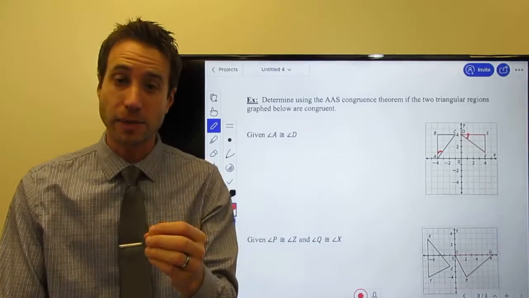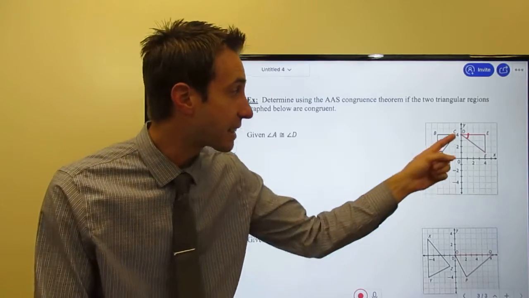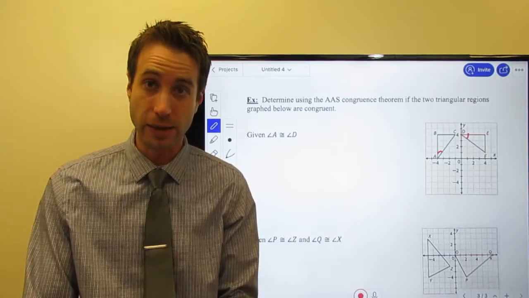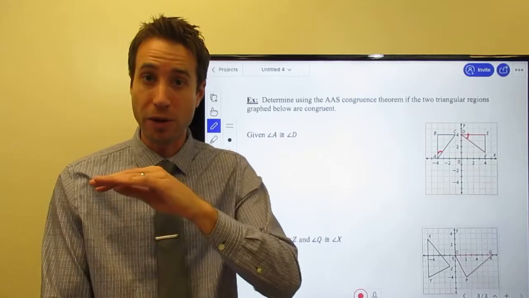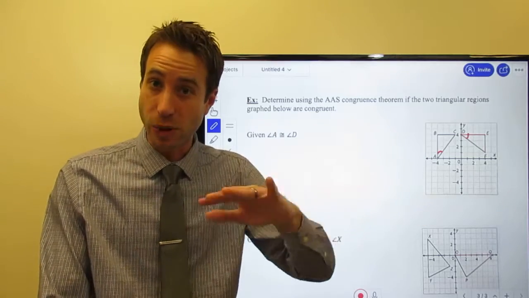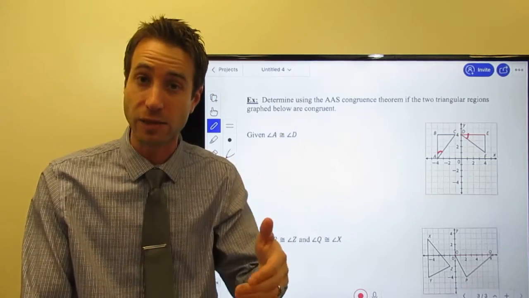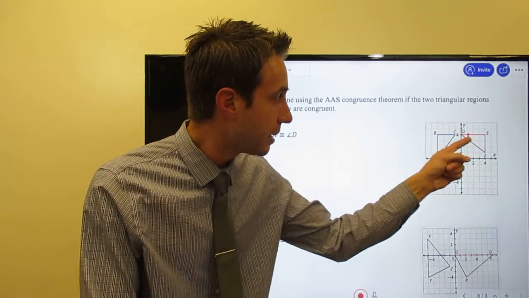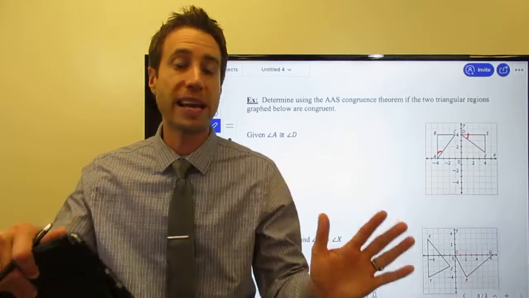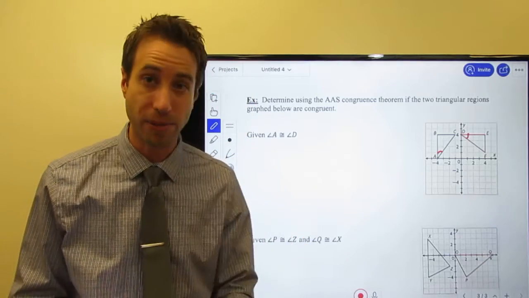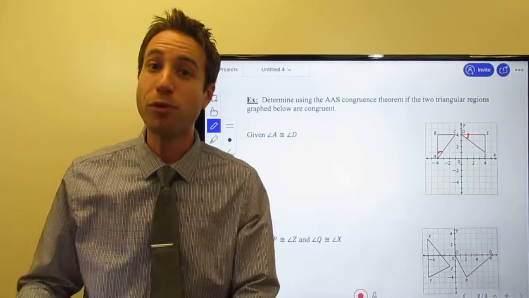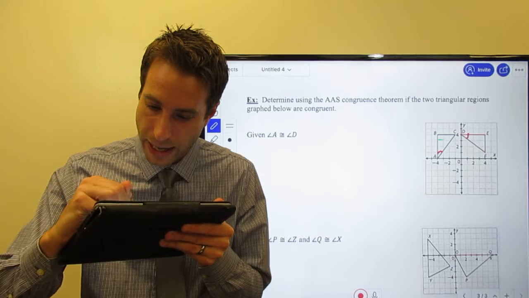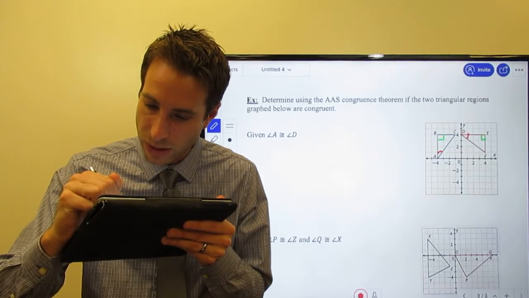And look at this. Guys, just based on the fact that these triangles are laid out on a coordinate plane, where the x-axis is horizontal and the y-axis is vertical, that means that they're perpendicular. So what can you tell me about angle B and angle E? Just based on the fact it's laid out on a coordinate plane, you can tell me both of those angles are 90 degrees. I know that. I just look at it. That one's 90, that one's 90.